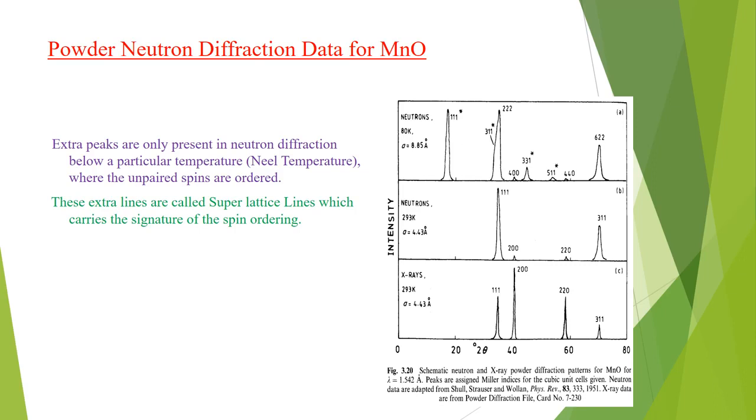The extra peaks are only present in neutron diffraction below a particular temperature. That temperature is known as the Néel temperature, where the unpaired spins are ordered. These extra lines are called superlattice lines, which carry the signature of the spin ordering.